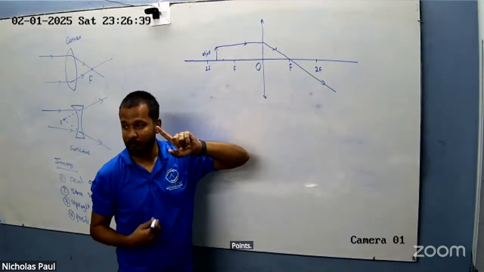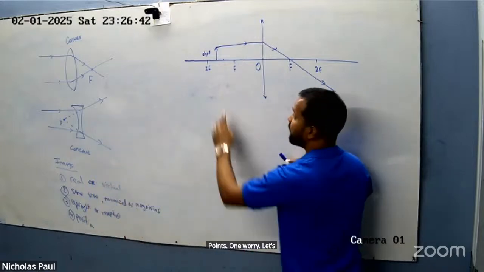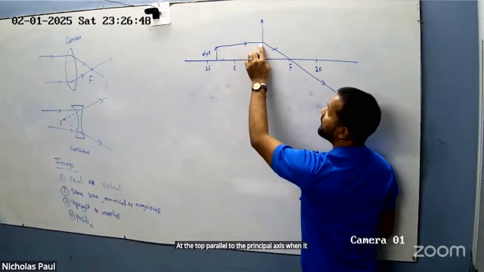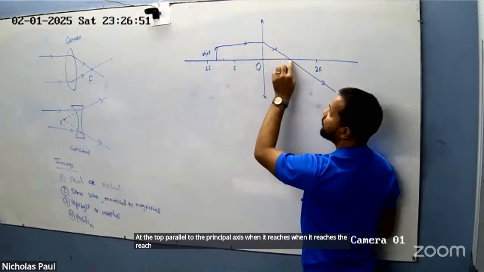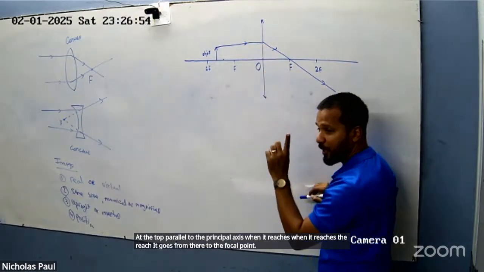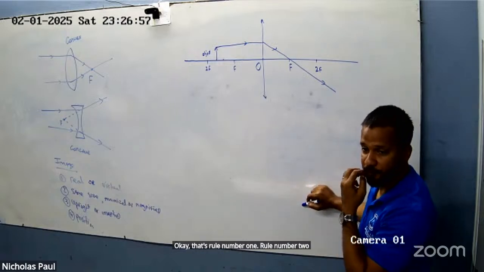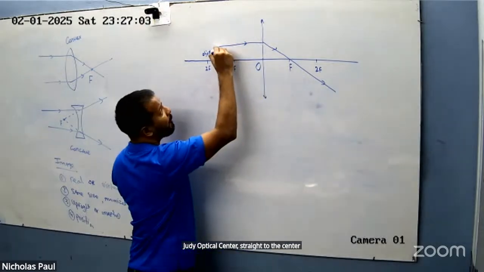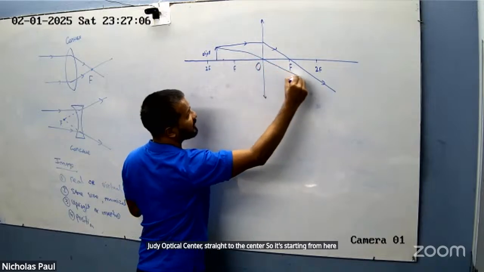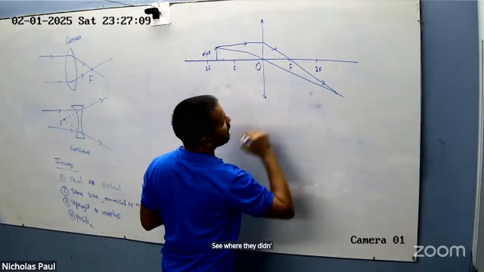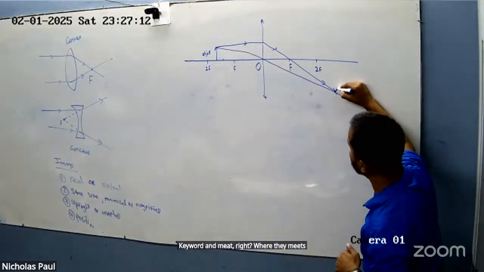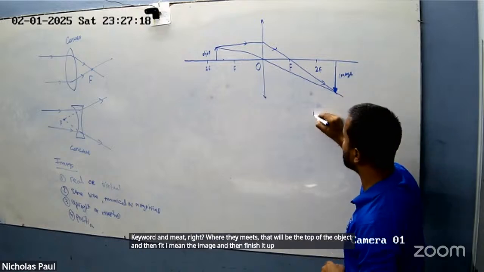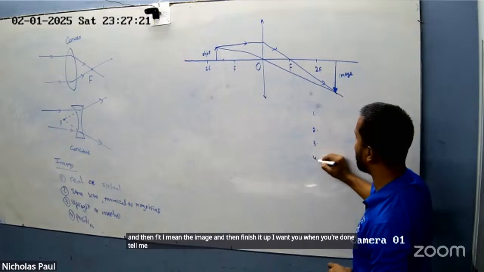One more ray. Listen again. At the top, parallel to the principal axis. When it reaches the lens, it goes from there through the focal point. Okay, that's ray number 1. Ray number 2 is where? Through the optical center, straight to the center. So it's starting from here through the optical center. See where they meet. Where they meet, that will be the top of the image, and then finish it up. When you're done, I want you to tell me 4 things about the image.